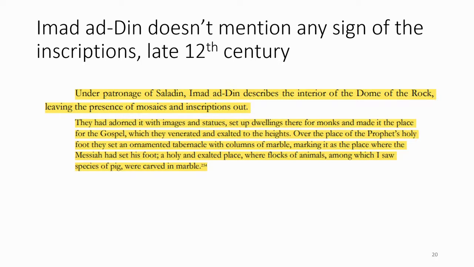Now notice that the Crusaders consider it to be the place where Jesus set his foot, whereas in Muslim traditions they say it was Muhammad. This was where Muhammad set his foot. So do you see again this ambiguity between Jesus and Muhammad that seems to reoccur? A holy and exalted place where flocks of animals, among which I saw species of pig, were carved in marble. You can imagine how that went down for the Muslims when they reconquered the Dome of the Rock.